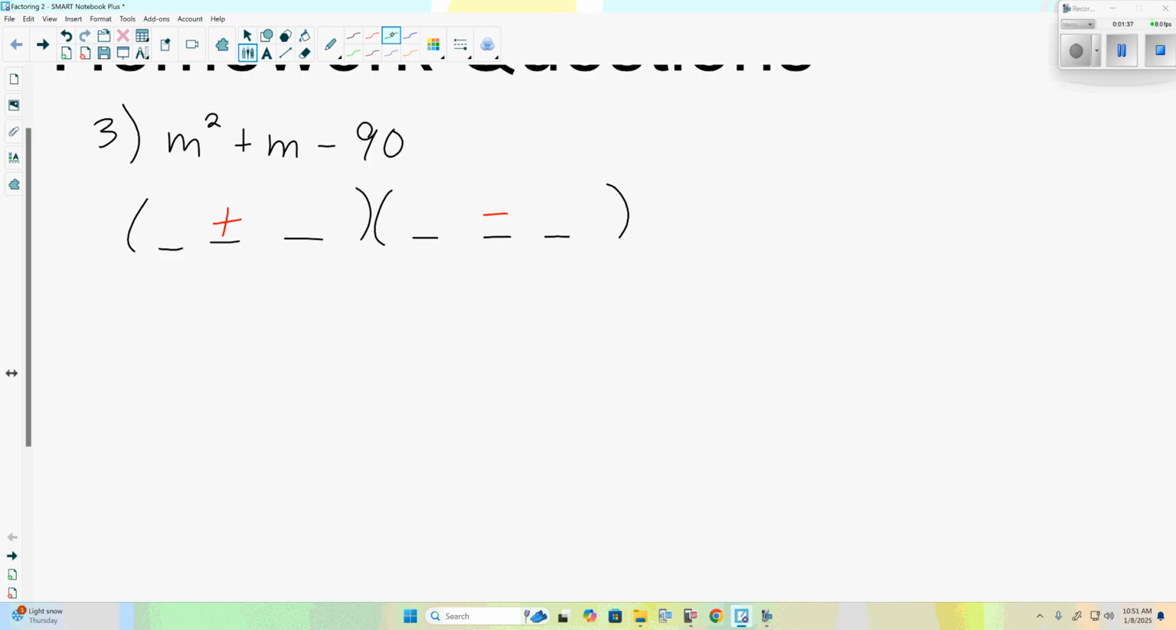Now we need to look at the factors of the first and third term. Our first term is m squared, that's going to be m and m. Factors of 90: well, we have 1 and 90, 2 and 45, 3 and 30. 4 is not a factor, but 5 is, 5 and 18. 6 and 15. 7 is not a factor. 8's not a factor. 9 and 10.